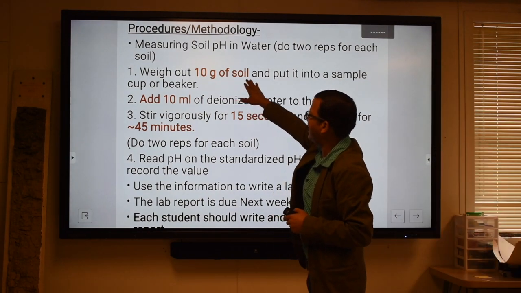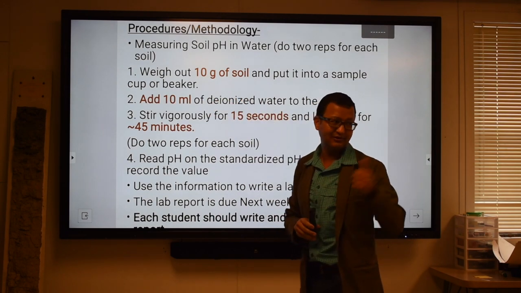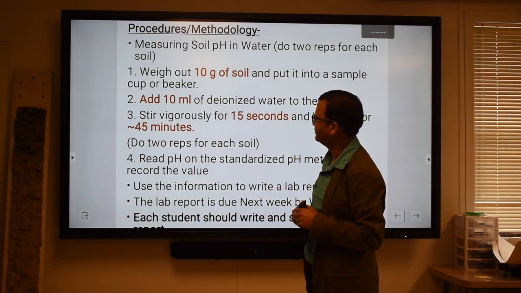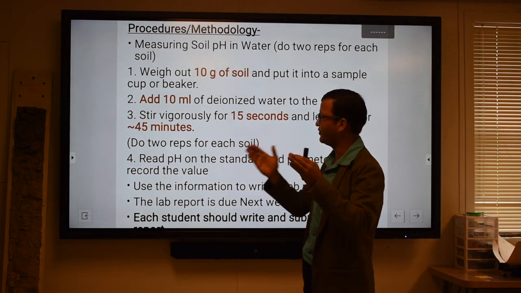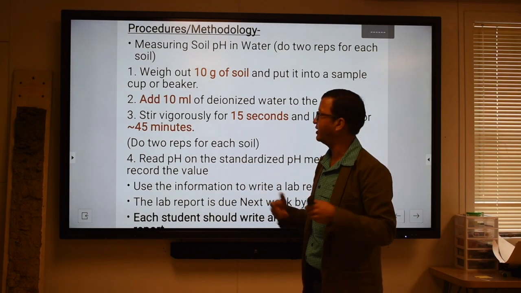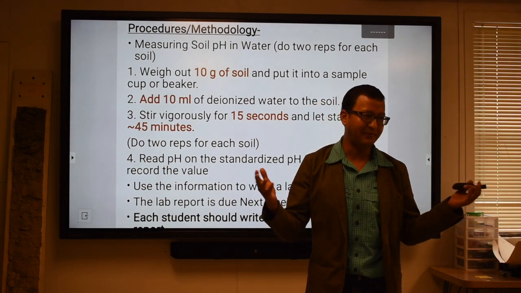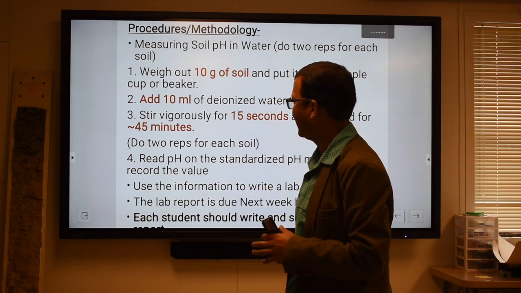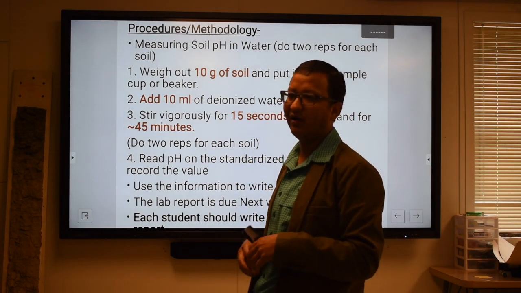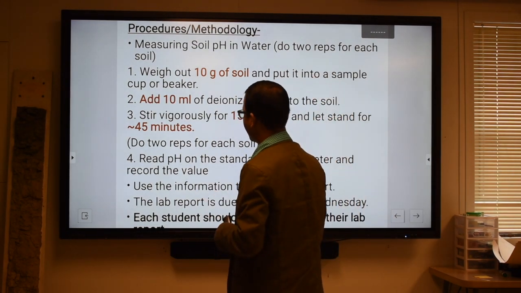So that's what we'll be doing now. We'll weigh out 10 grams of soil and put it into a sample cup or beaker. We'll have a beaker here today, and then we'll add 10 milliliters of DI water. So we are making a 1:1 ratio of soil and water, and then we'll stir that vigorously for 15 seconds and let it stand for around 45 minutes. The idea is that in those 45 minutes, the soil will equilibrate, and the hydrogen ions in the soil will be in the soil solution, and we'll be able to measure that, right?